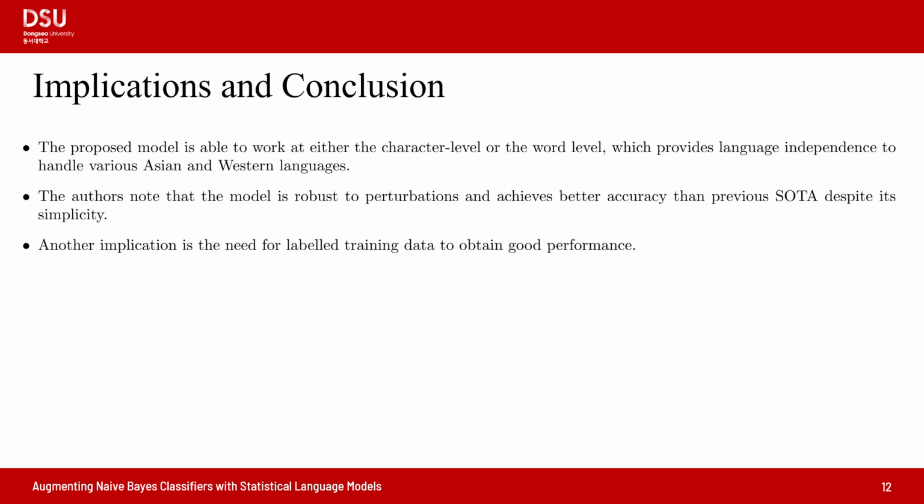So the implications and conclusion of the paper. The proposed model is able to work at either the character level or the word level, which provides language independence to handle various Asian and Western languages. The authors note that the model is robust to perturbations and achieves better accuracy than previous state-of-the-arts despite the simplicity of the model. Another implication is that we need a labeled training dataset for good performance, and so this is one of the main drawbacks of the modeling: that we need a labeled training dataset.